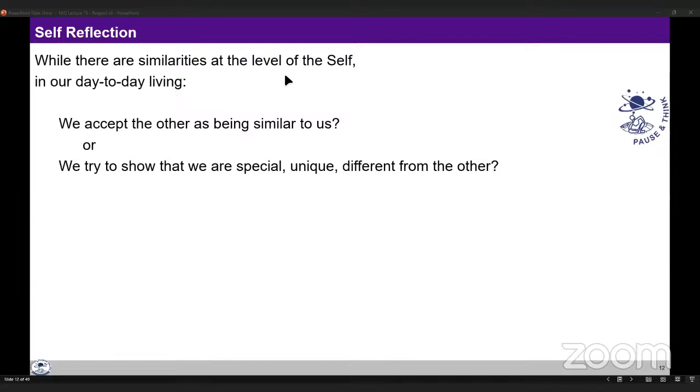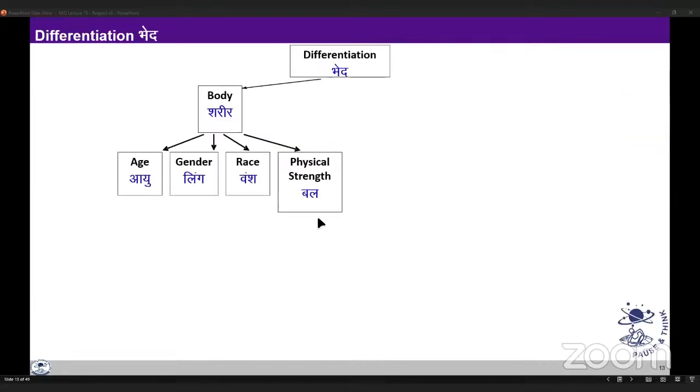Do we accept the other person as being similar to us? Or do we try to show that we are special, unique, different from the other? We may reflect on this. We may be doing these differentiations at the level of the body, age, gender, race, and physical facility. So age, this child is younger to me. No? A student is younger to me.